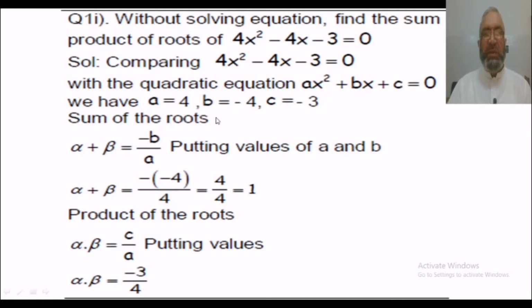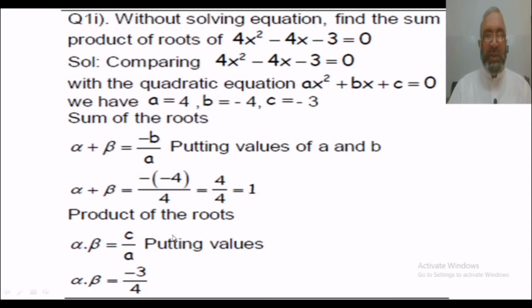So sum of the roots, by direct formula, alpha plus beta is equal to minus b by a, putting the value of a and b. That is, sum of the roots is equal to minus the value of b, which is minus 4, divided by 4, the value of a. Minus into minus becomes positive, 4 by 4. 4 cancels with 4, is equal to 1. That is, sum of the roots is equal to 1.